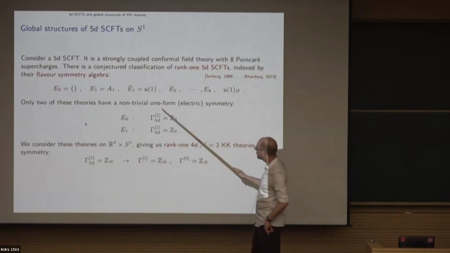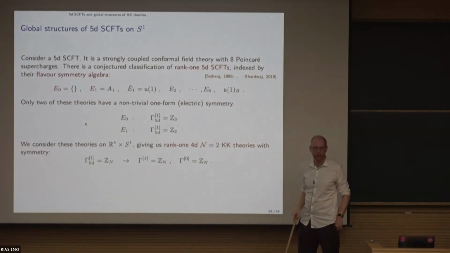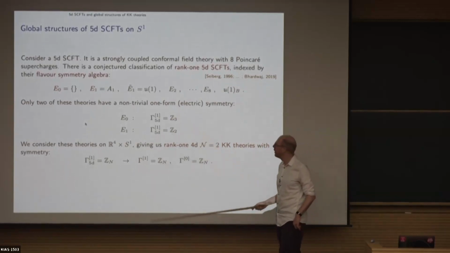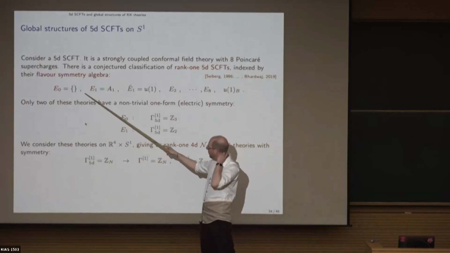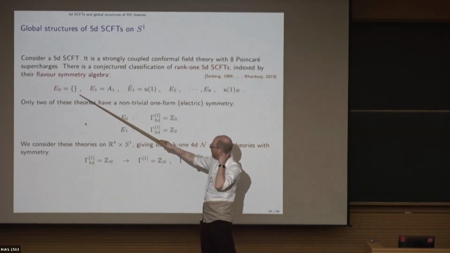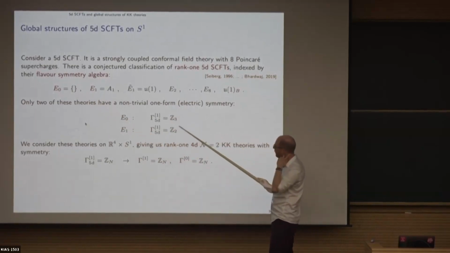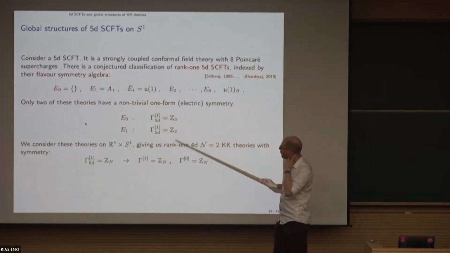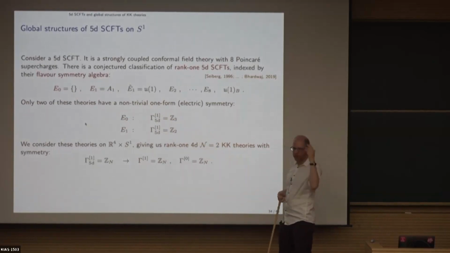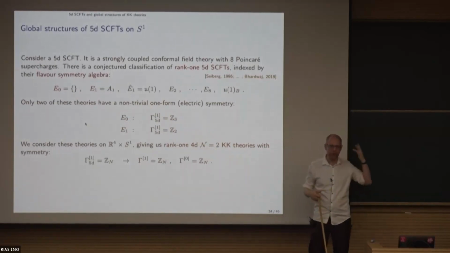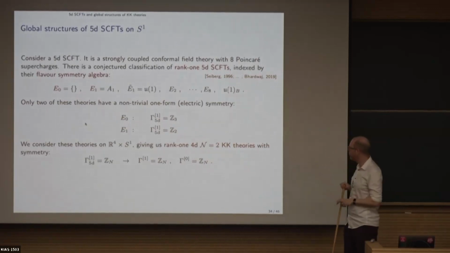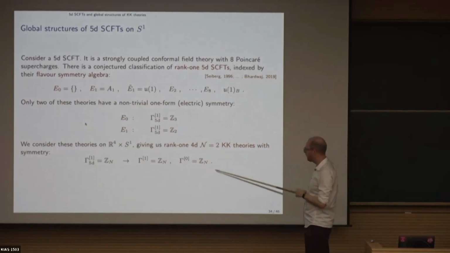But for our picture, I care about the ones which have a one-form symmetry in 5 dimensions. So there are only 2 of them in this case, something that we discussed also in a paper 2 years ago, also in many papers by Bhardwaj, Sacco and others. This is the E0, which has a Z3 one-form symmetry in 5D, and the E1, which has a Z2. The E1 theory is pretty much the uplift of 5D pure SU(2). It's the so-called 5D SU(2) theta=0 gauge theory, in a sense.